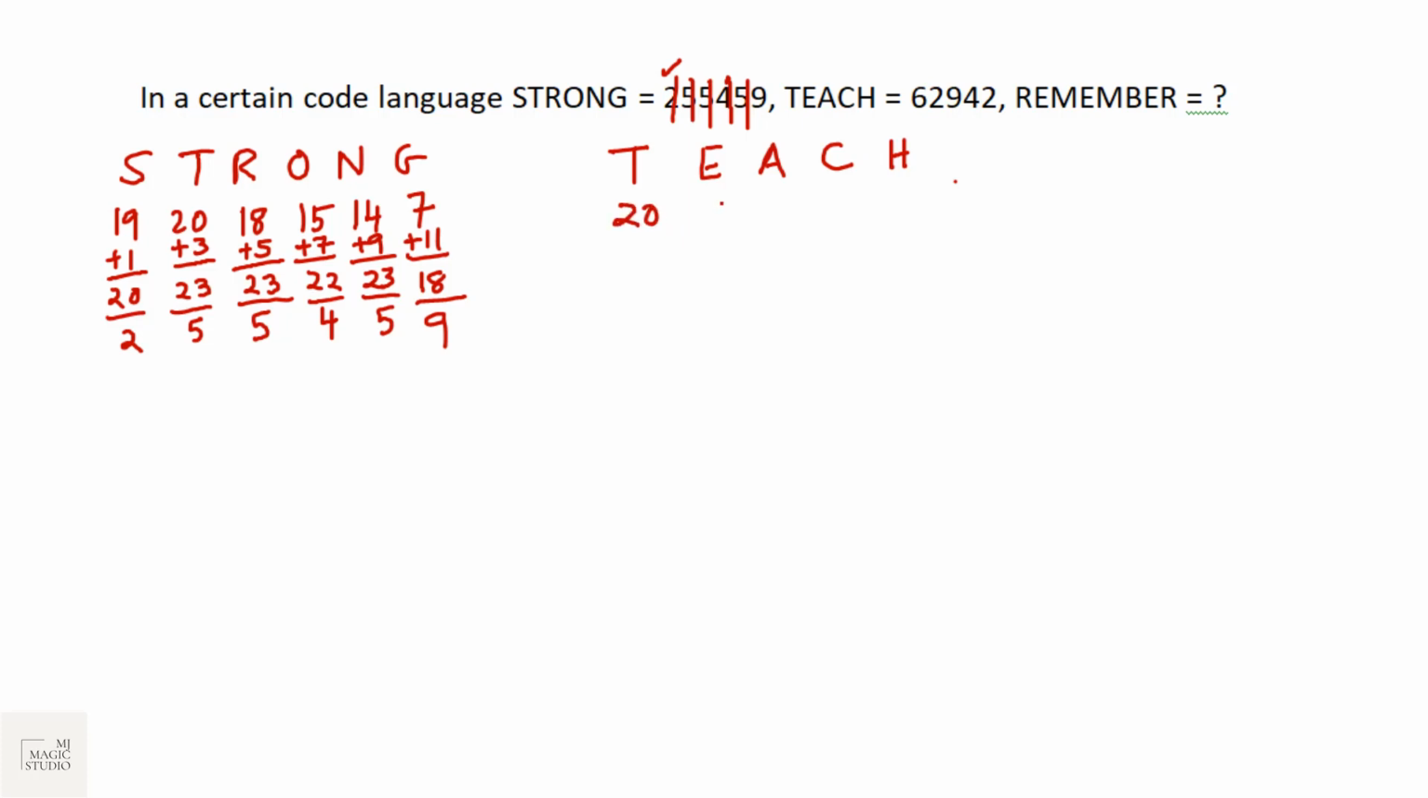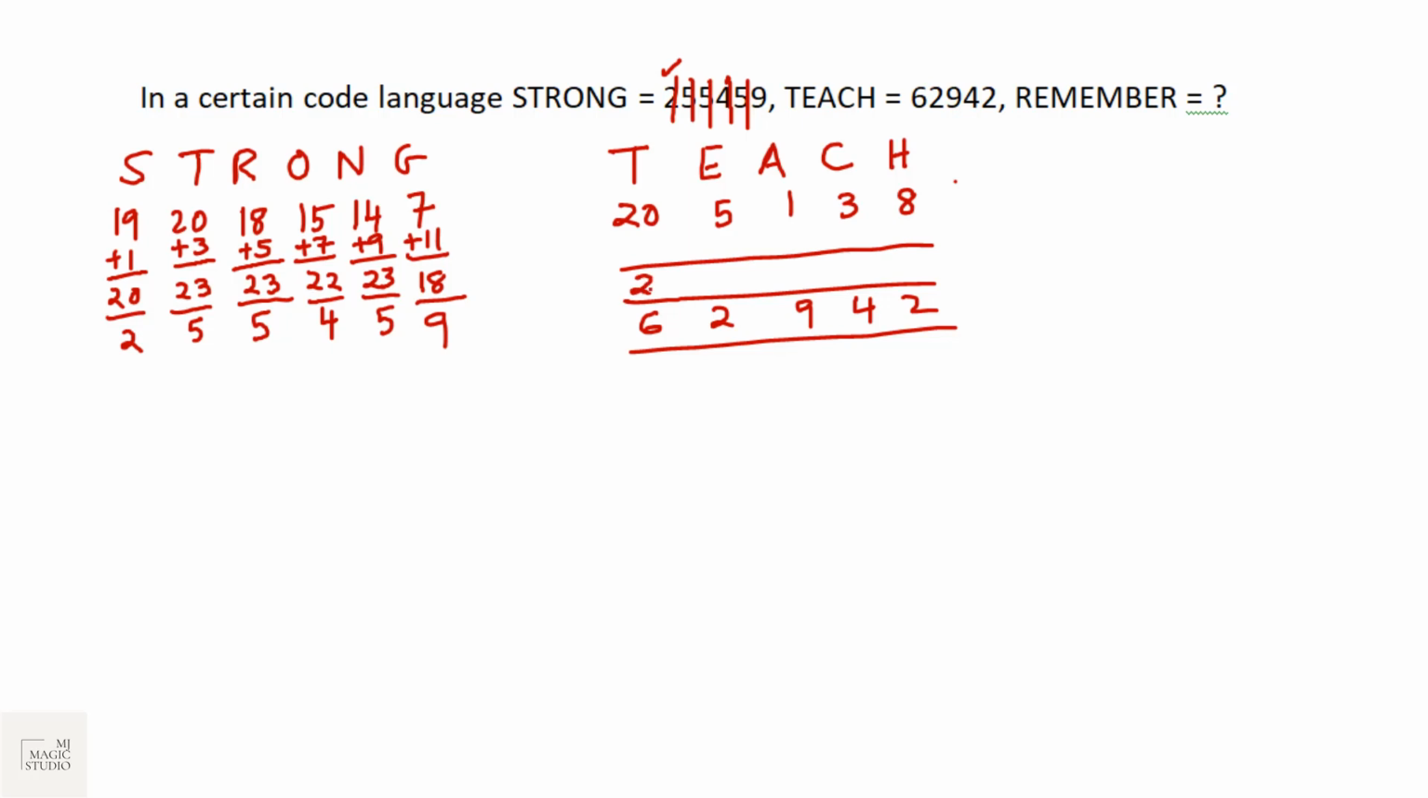T20, E5, A1, C3 and H is 8. And I need digit sum 6, 2, 9, 4, 2. I need 6, but 2 plus 0 is only 2. And 20 I already have. Here I have added 1. If I add 1 here, it becomes 21 only, whose digit sum would be 3. That means I need here 24. I need to add 4.